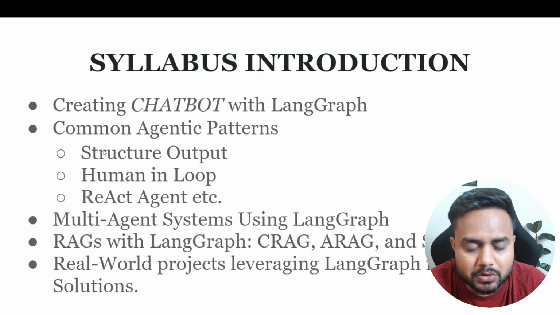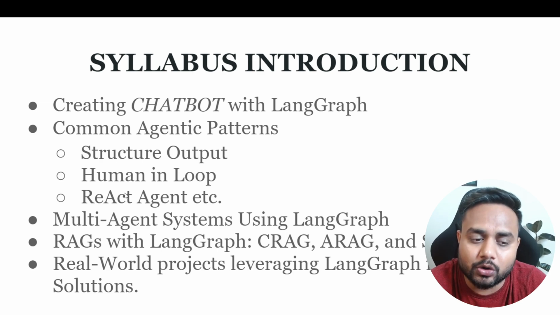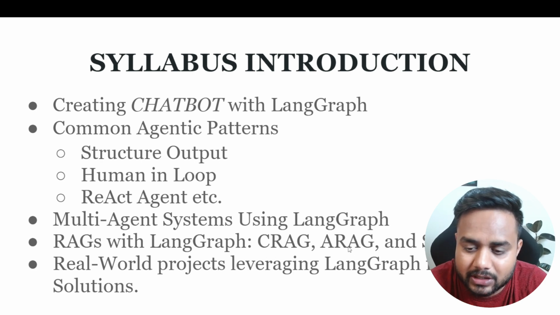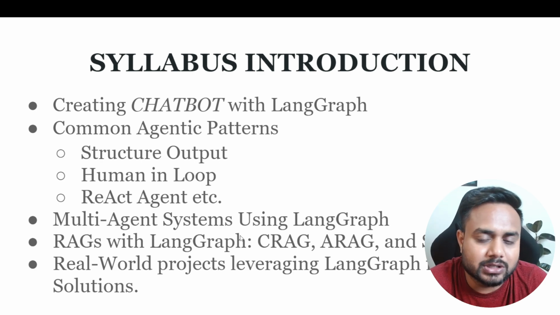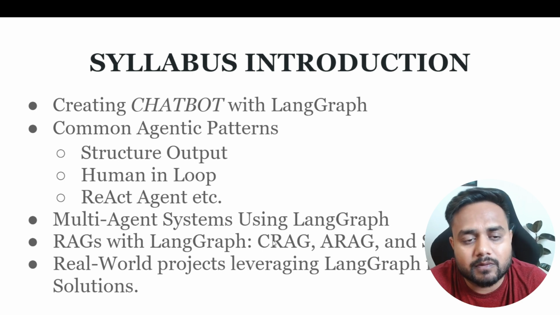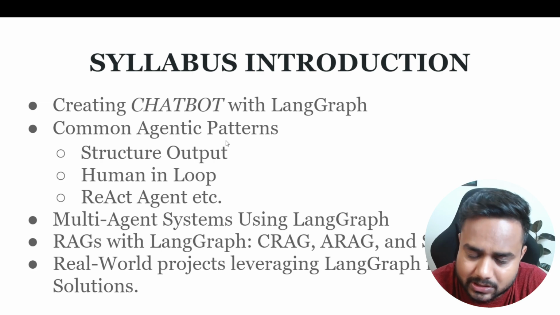And now guys, we are going to start with different agentic patterns like structured output, human in the loop, ReAct agent, and all. And then I will come to RAG with LangGraph, or different RAG. I will try to implement corrective RAG, agentic RAG, and self RAG. And then we'll try to create some multi-agentic system and a couple of projects as well. So this is the whole sort of agenda. I hope this is clear to all of you. If you are following me from the start, then I hope each and every point is clear.